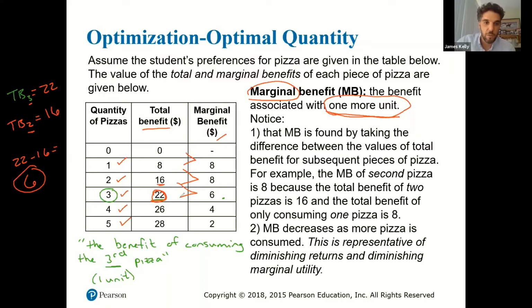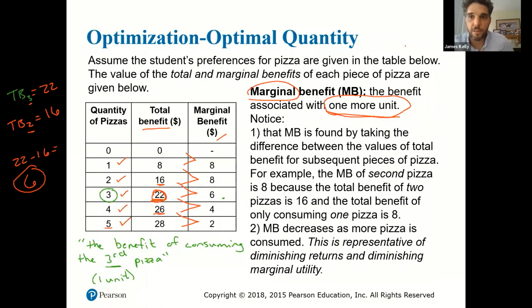The difference between the total benefit when consuming 4 pieces of pizza and 3 pieces of pizza, the difference between 26 and 22, is equal to 4. And then lastly, the difference between 28 and 26, or the marginal benefit of the 5th piece of pizza, is equal to 2. Okay? So that's how we calculate what our marginal benefit is. And we need it to understand the optimal amount of something to consume.